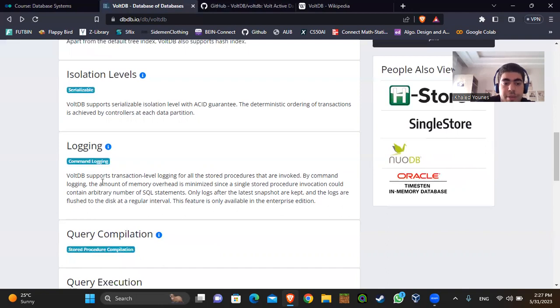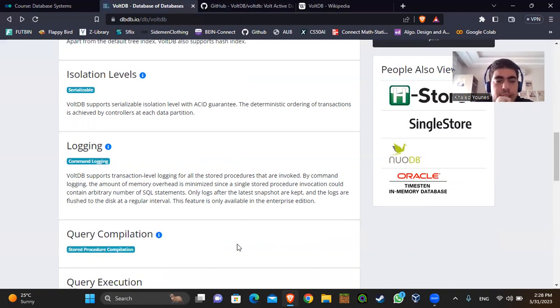Logging. VoltDB supports transaction level logging for all the stored procedures that are invoked. By command logging, the amount of memory overhead is minimized, since a single stored procedure invocation could contain an arbitrary number of SQL statements.